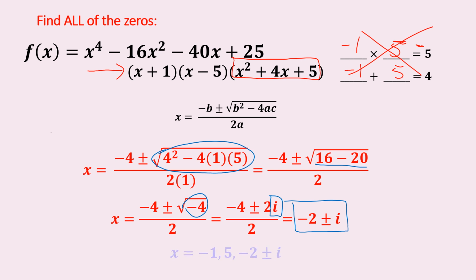The 4 solutions are from the previous slide, negative 1 and 5, and then the 2 answers that we got right here with the quadratic formula, negative 2 plus minus i. Note that this is a 4th degree function, and there are 4 answers here. In the previous example, it was a 3rd degree function. We had 3 answers. If it was a 5th degree function, it would be 5 answers, etc.